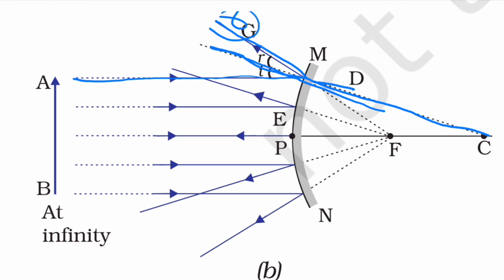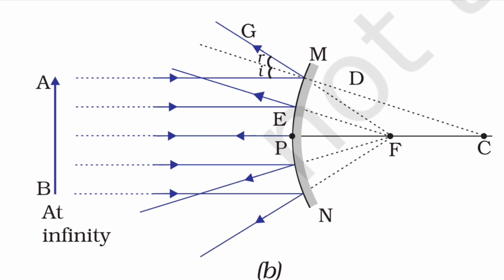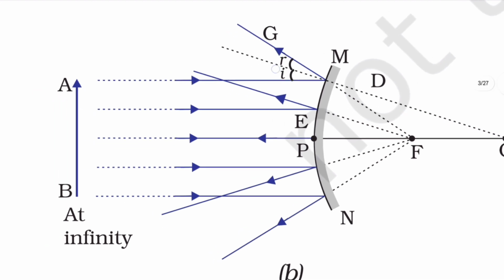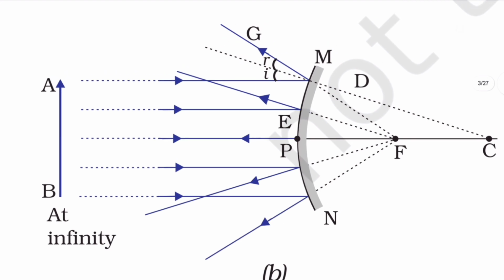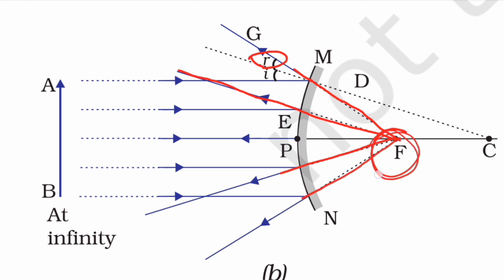This is the reflected ray. Reflected rays, if we bring them back, fall on a particular point, that is F. All the radiation of the straight line, if we bring it back, falls on F. This is very important. Here it is called the principal focus.